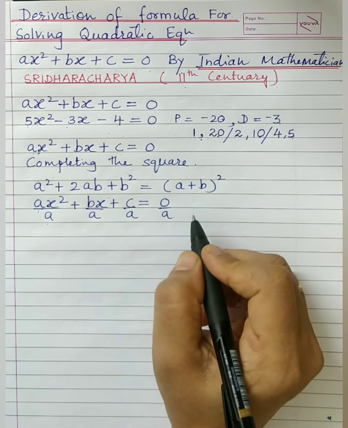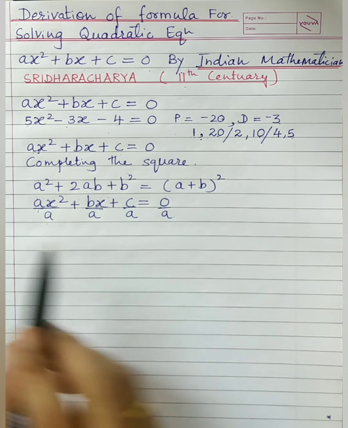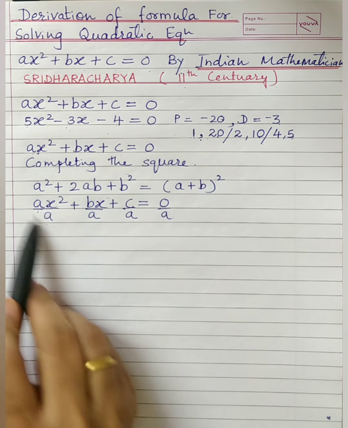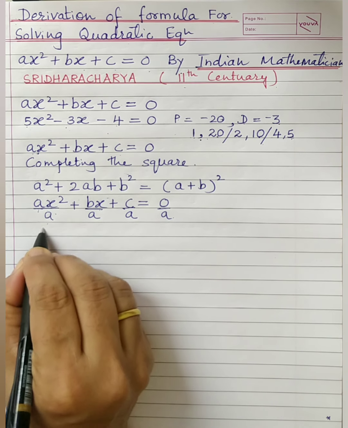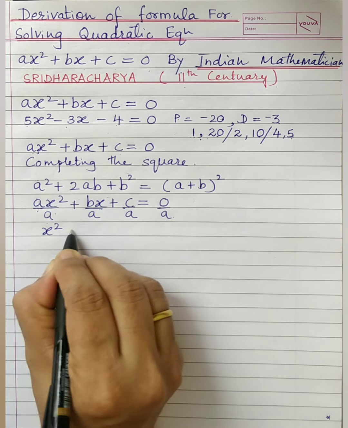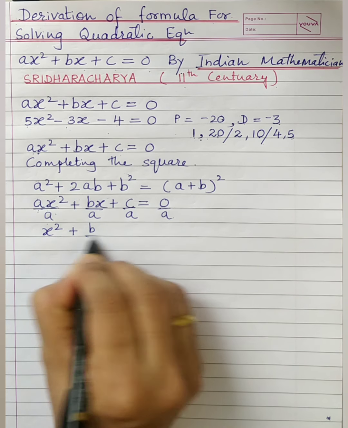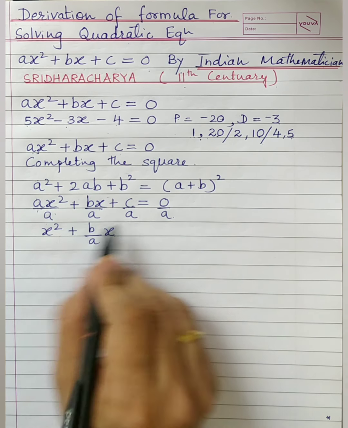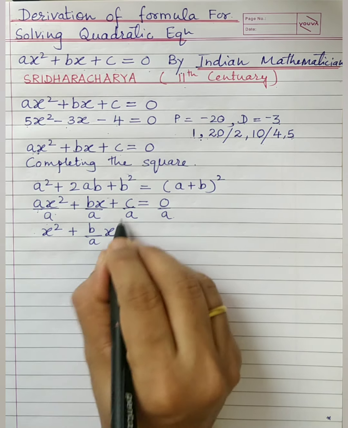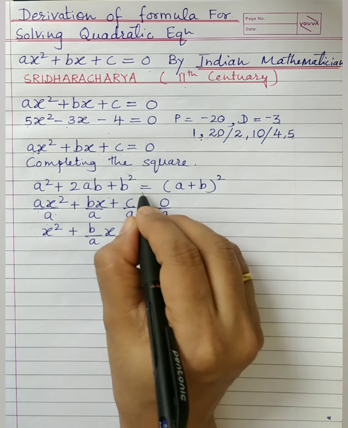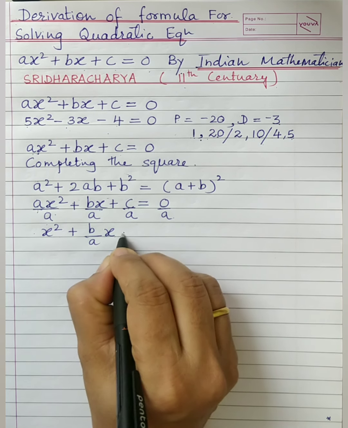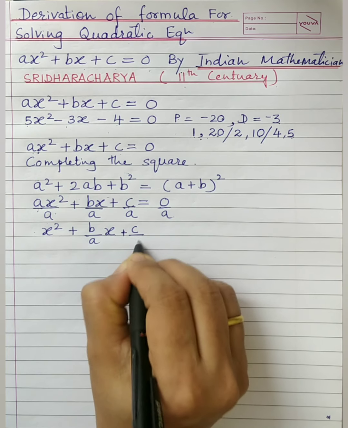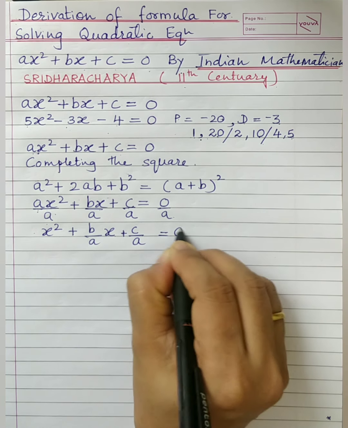Did you get the first step? I wanted to convert the first term into a perfect square, which I have done. x square plus b upon a x. Now this could be any term, we don't have to bother. The first term is a perfect square and this will become plus c upon a is equal to what? 0. I hope everybody is clear.